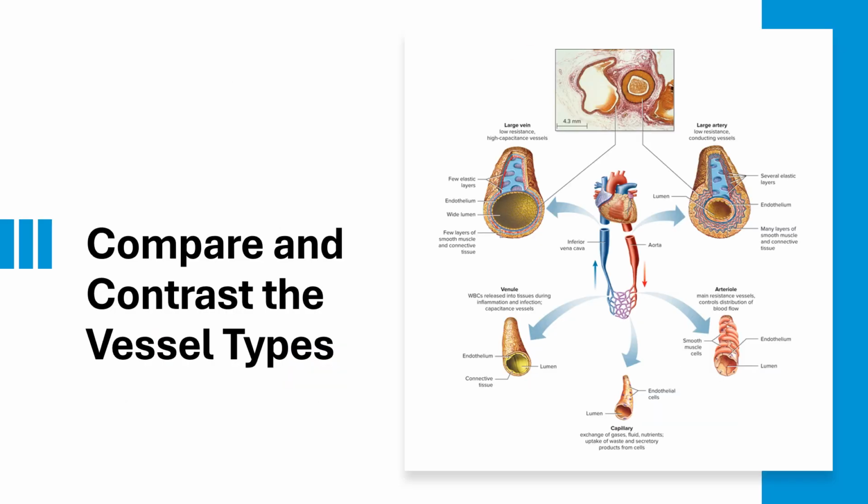This slide was talking about the basic structure of a blood vessel, and I wanted to give a comparison and contrast to show you a large vein, shown on the top left, and a large artery, shown on the top right. When you look at the two of them, what is the main difference that you see? The main difference I see is the size of the lumen. A vein has a very wide lumen, and an artery has a much smaller lumen.